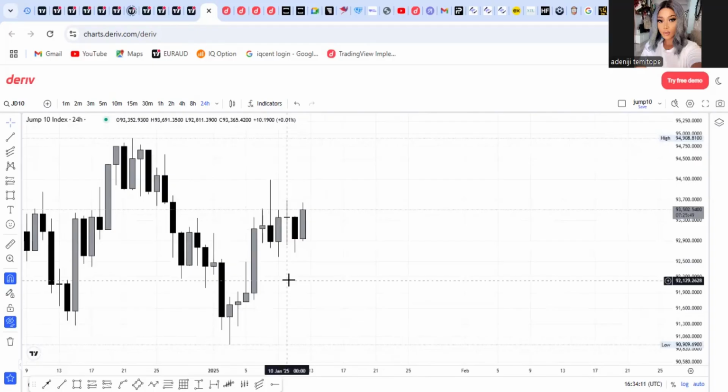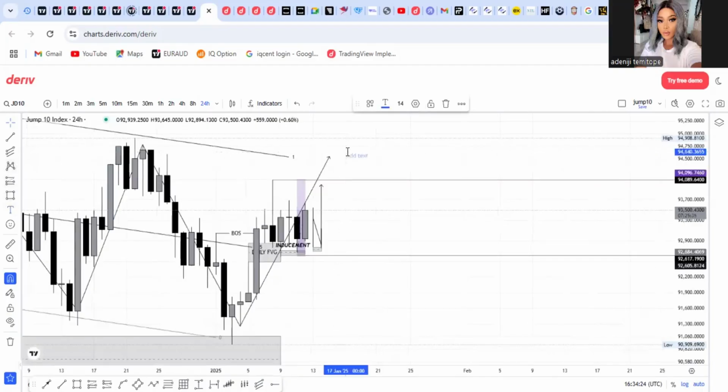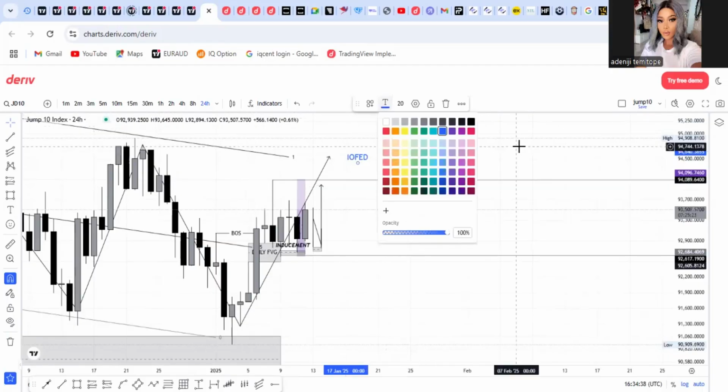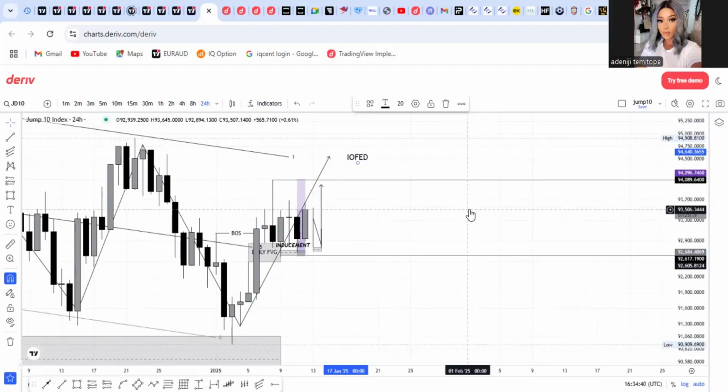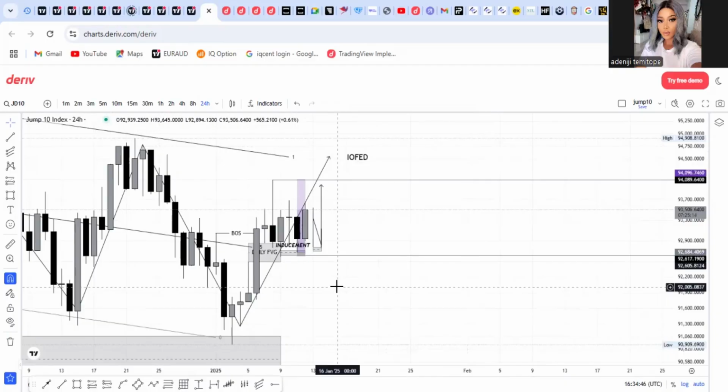Now we have three ways at which price reprices the fair value gap. We have when price taps into the premium of the fair value gap, we'll call it an entry drill, which is an IOFED. What does that simply mean? That simply means institutional order flow entry drill. When price taps into the premium of a bullish or a bearish fair value gap, we call it IOFED.